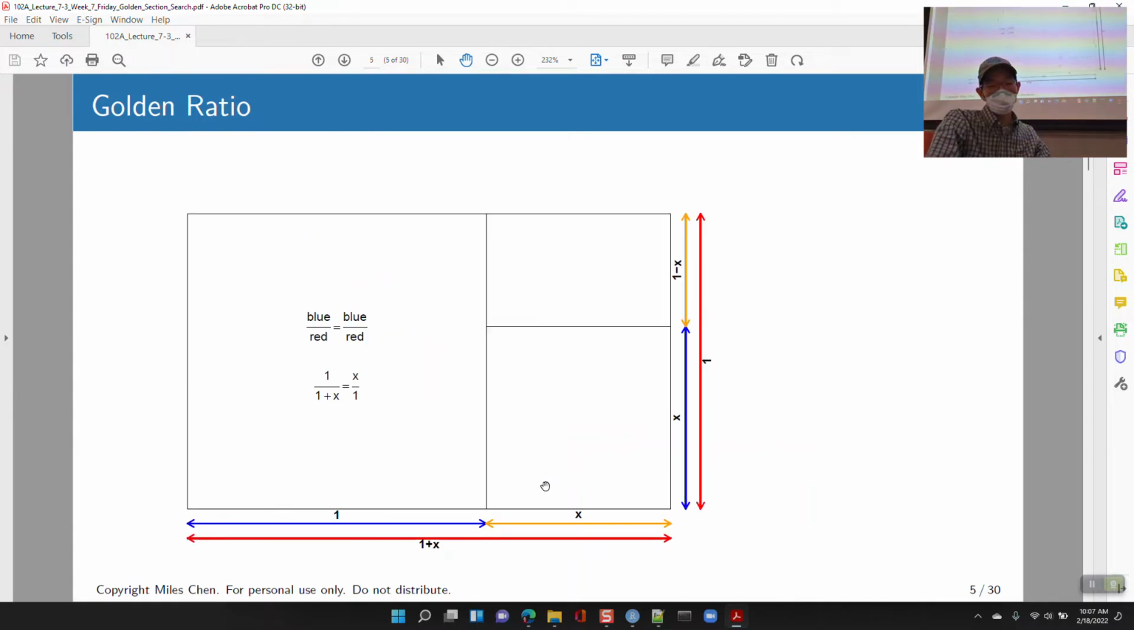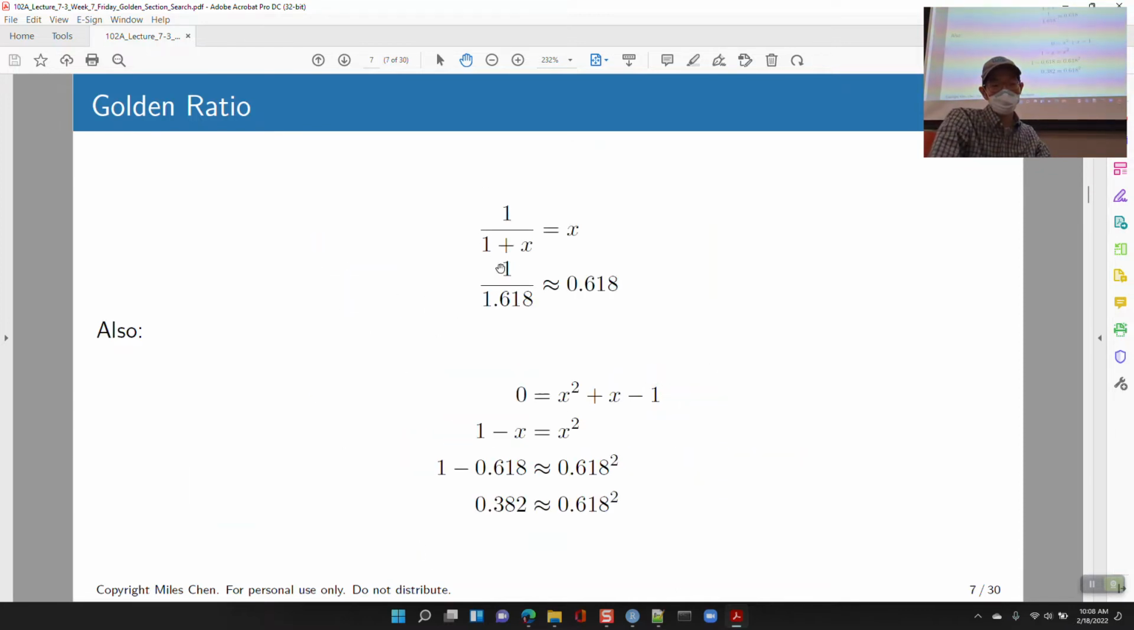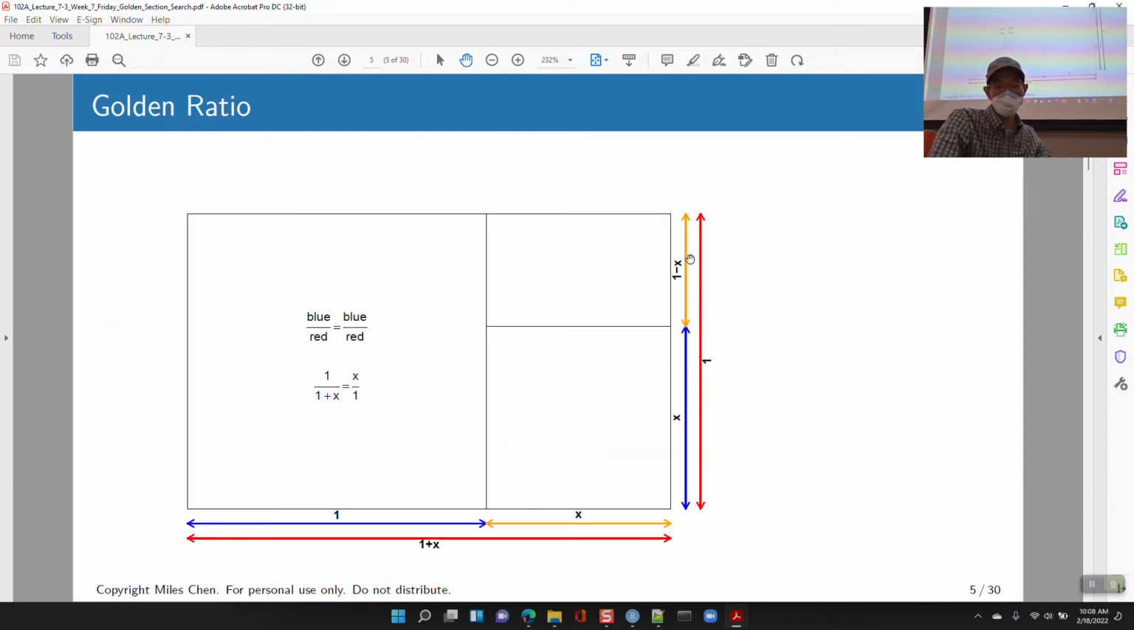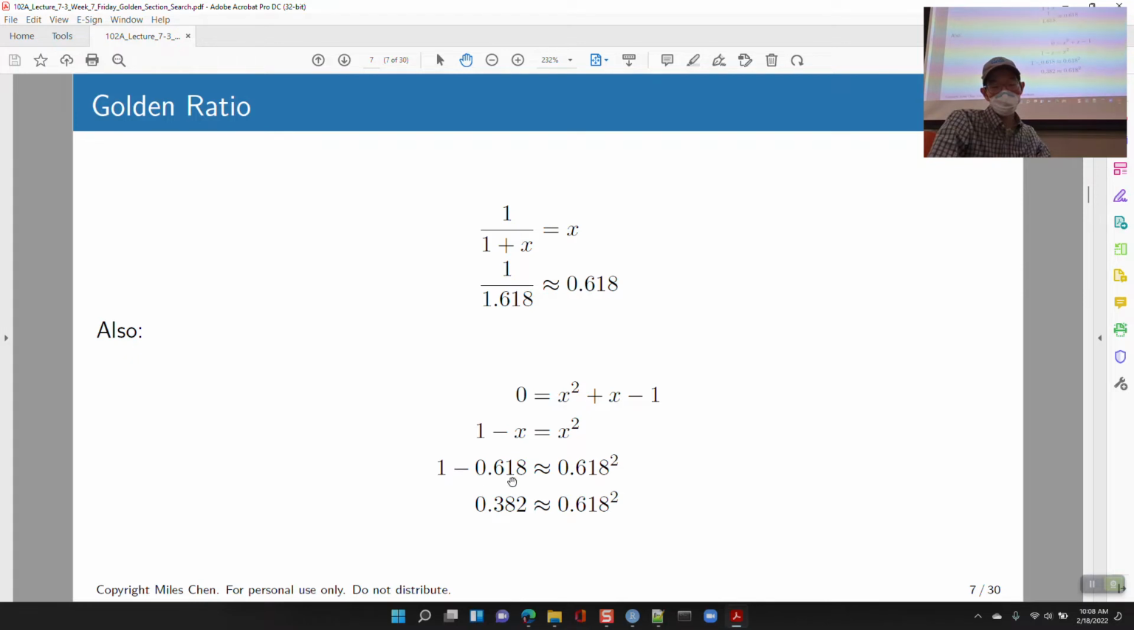That is to say that 1 to 0.618 has the same ratio as 1.618 to 1. If we do 1 divided by 1.618, that gives us 0.618. Also, if you take the other side over here, and this is 1 and this is 0.618 and this is 1 minus 0.618, then 1 minus 0.618 is 0.382, and that's also 0.618 squared. So that's just how all of these ratios work out.